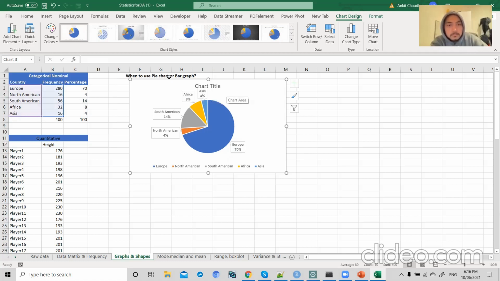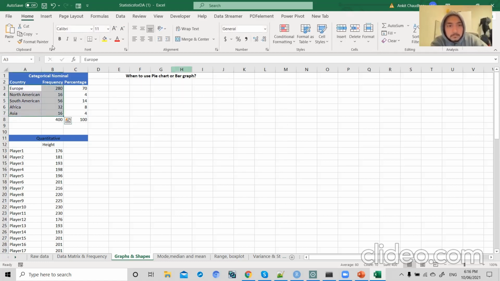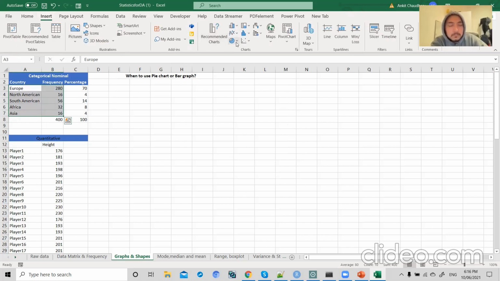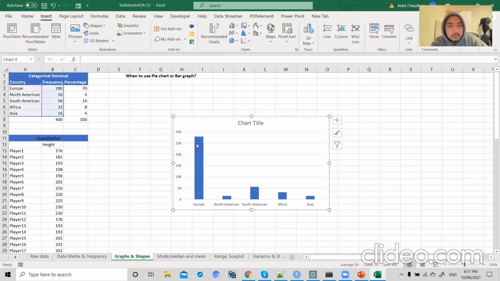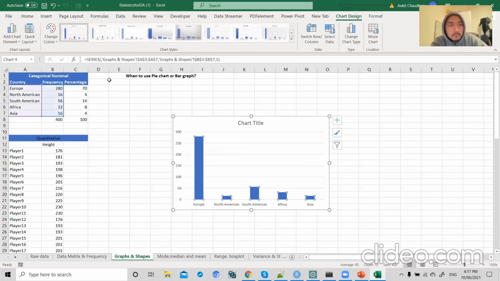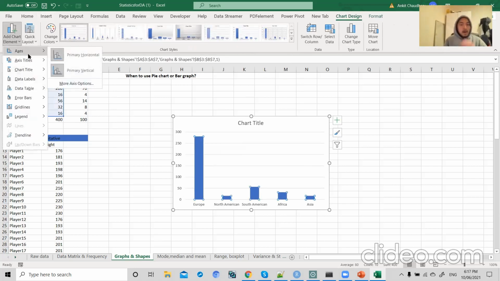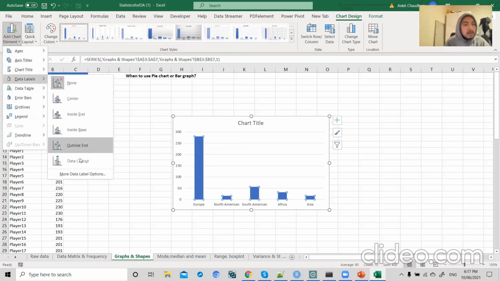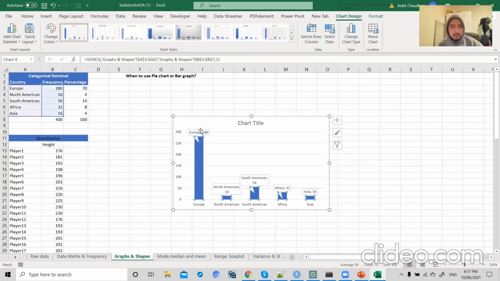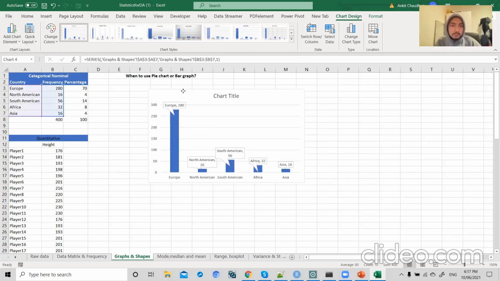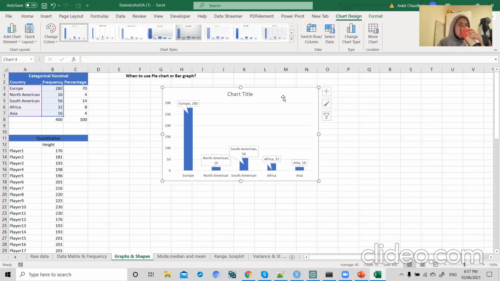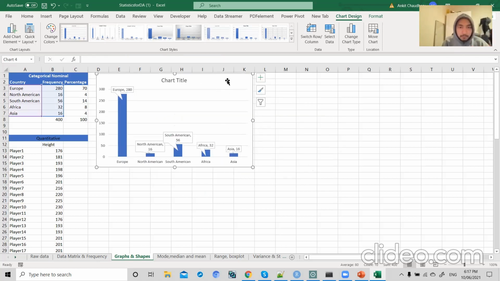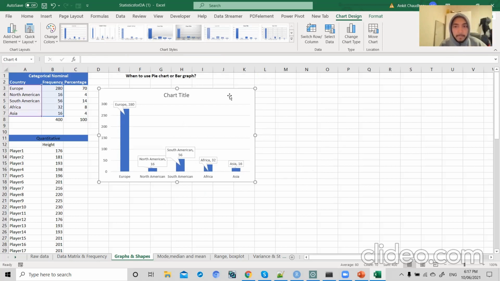However, in a bar graph, it gives you the number, it doesn't give you the percentage. It says the number, like if you add a label here, this one belongs to Europe, 280 players are from Europe. It doesn't give you the percentage, okay? So these are two main differences for when to use a bar graph or when to use a pie chart.